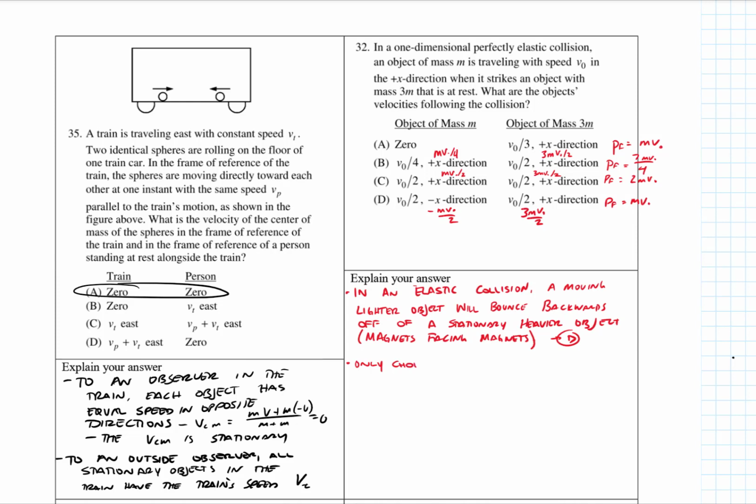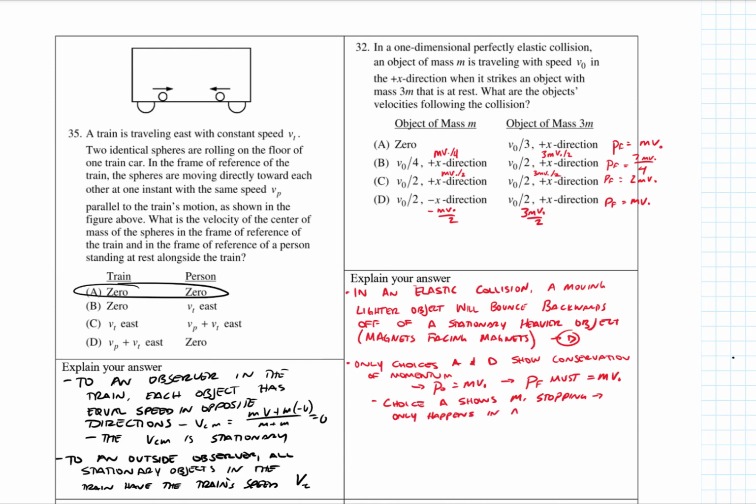So the only choices we have are A and D. And if we remember back to those objects colliding, the only way for the first object to stop with the elastic collision is if it hits something with the same mass. All right, so A and D are the only ones that show conservation of momentum. And choice A shows that initial mass stopping, and that only happens when it runs into an object with the same mass in an elastic collision.